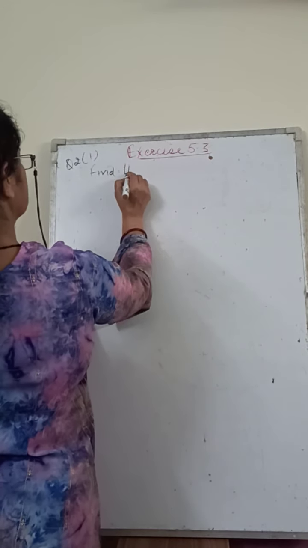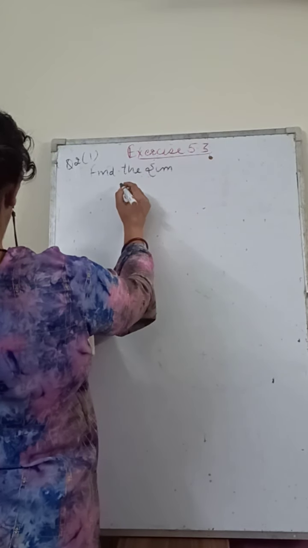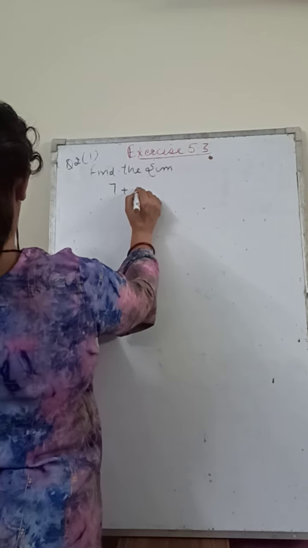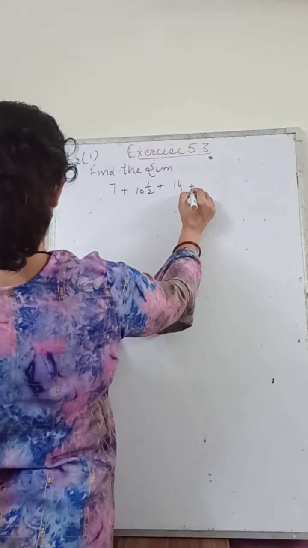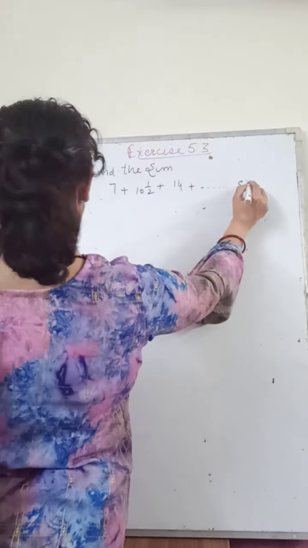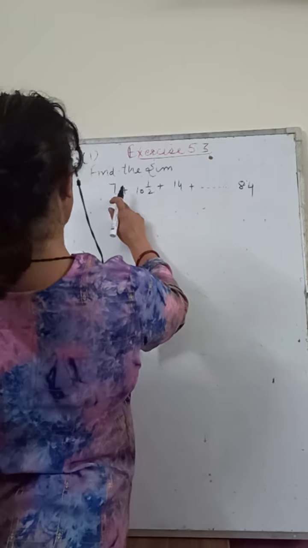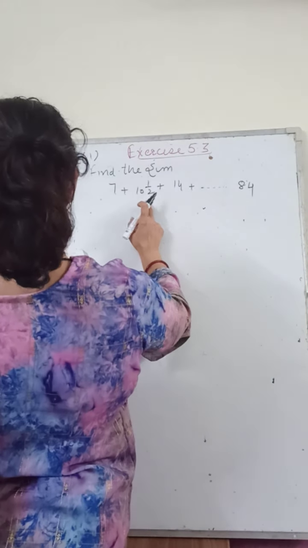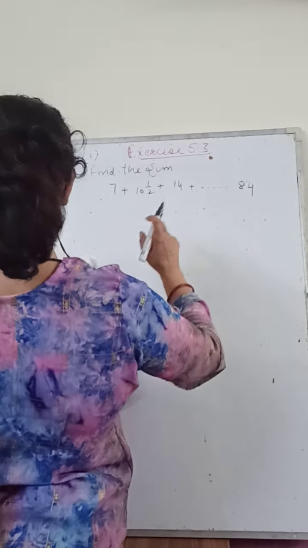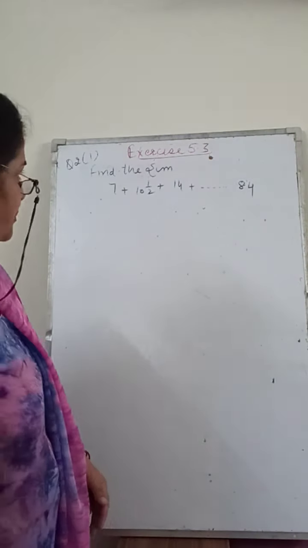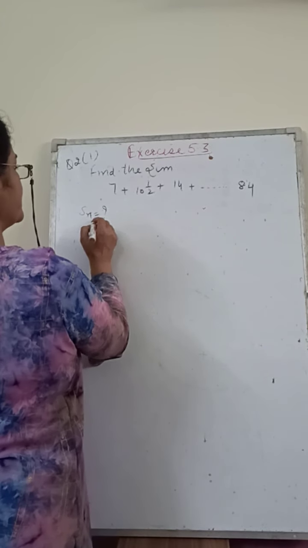Find the sum. Sum of what? 7 plus 10 1 by 2 plus 14 plus dot dot dot 84, right? And you have to find the sum, means you have to find Sn.